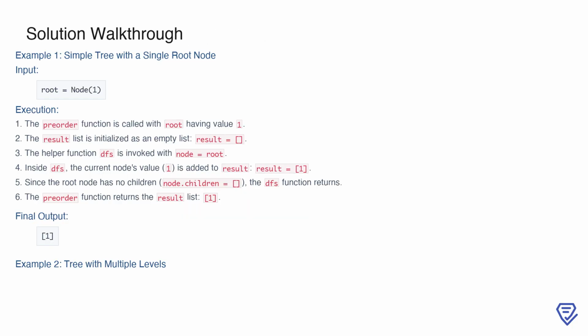In this example, we have a very simple tree with just a single root node having the value 1. The preorder function is called, and the first step is to initialize an empty list called result. This list will store the traversal order. Then, we call the helper function DFS with the root node as the input. Inside the DFS function, the value of the current node, which is 1, is added to the result list. Since this root node does not have any children, the DFS function returns, and the preorder function concludes by returning the result list. The output in this case is simply 1, as the tree contains only the root node.